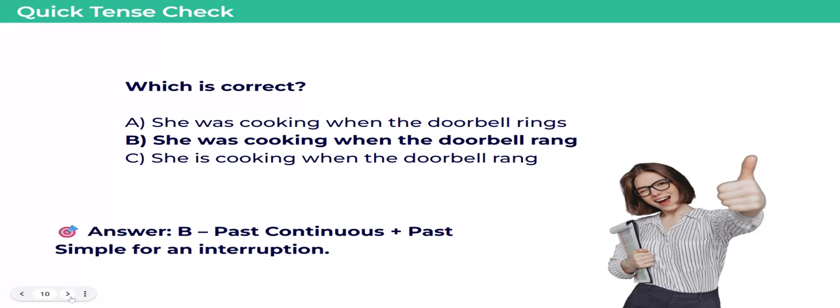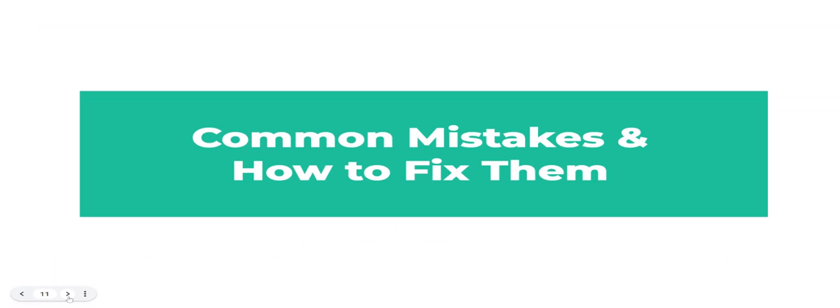Well, let's confirm that. Here we go. Which is correct? B. She was cooking when the doorbell rang. Answer B. It uses the past continuous and the past simple for an interruption. Okay, so a great way to tell stories. Set up a situation using the past continuous and then an interrupting action with the past simple. Well, we're going to think about some common mistakes and how to fix them.